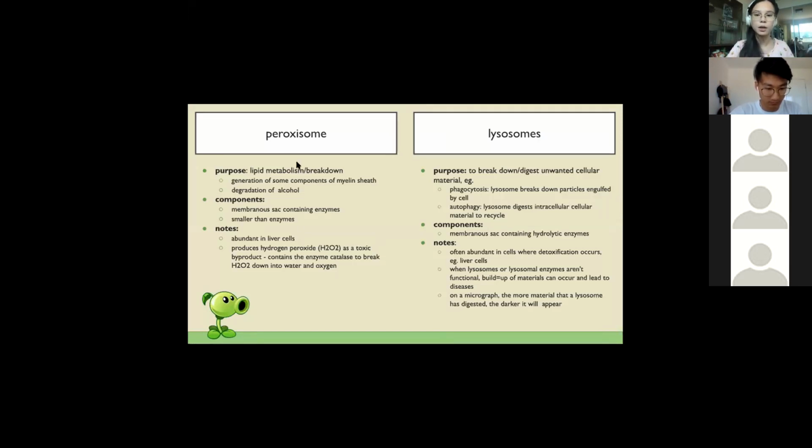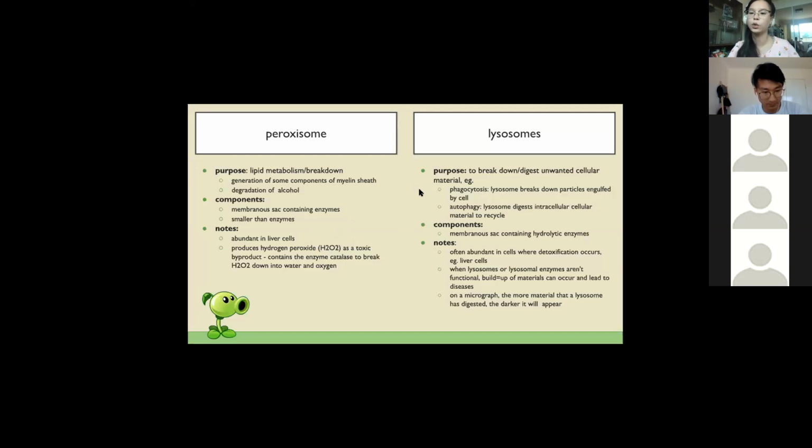All right, peroxisomes and lysosomes are there to break down stuff in the cell that the cell doesn't really want. So peroxisomes break down lipids, alcohol, and some components of the myelin sheaths, which are basically lipids. The one thing to note is that as they're breaking things down, they produce hydrogen peroxide, which is a toxic byproduct. So to nullify that, peroxisomes also contain the enzyme catalase, which breaks hydrogen peroxide down into water and oxygen.